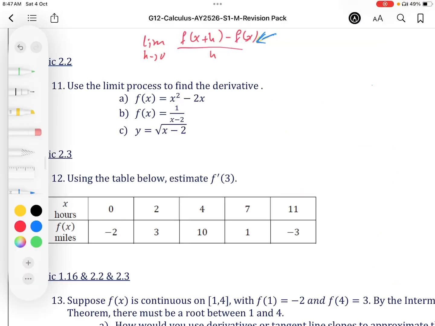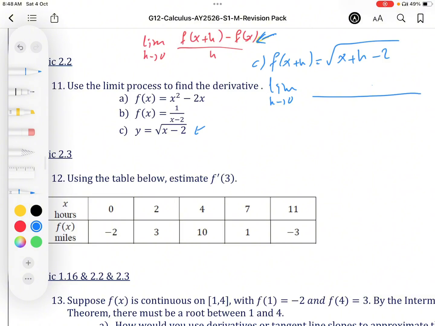So let's do part C. I'm going to get f of x plus h, plug in x plus h. So square root of x plus h minus 2. Replace limit when h approaches 0: square root of x plus h minus 2 minus f of x itself, square root of x minus 2, over h.